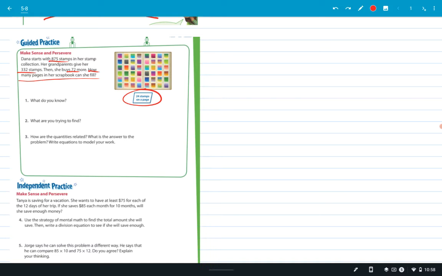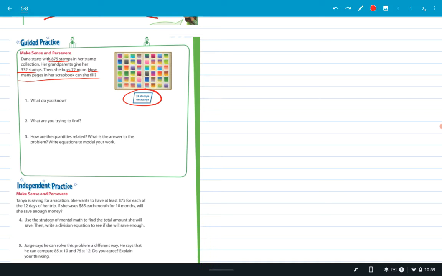And then it says, what are you trying to find? Well, that's really easy. They ask us the question right there. All right, so you can just copy the question down. And then number three, it says, how are the quantities related? Well, I'm not quite sure how they would want you to answer that. Then it says, what is the answer to the problem?